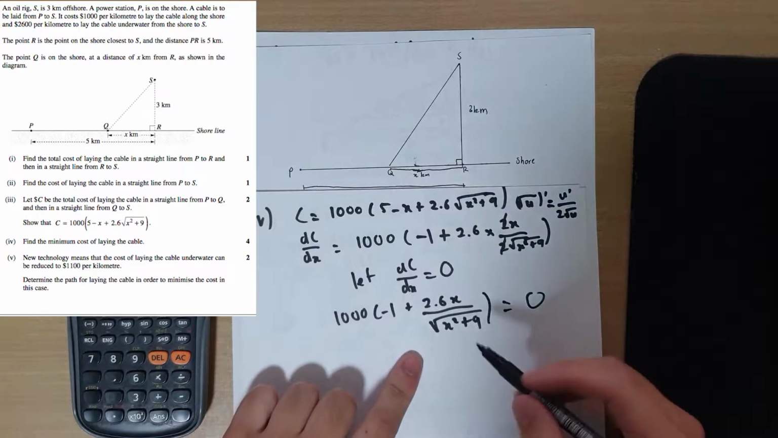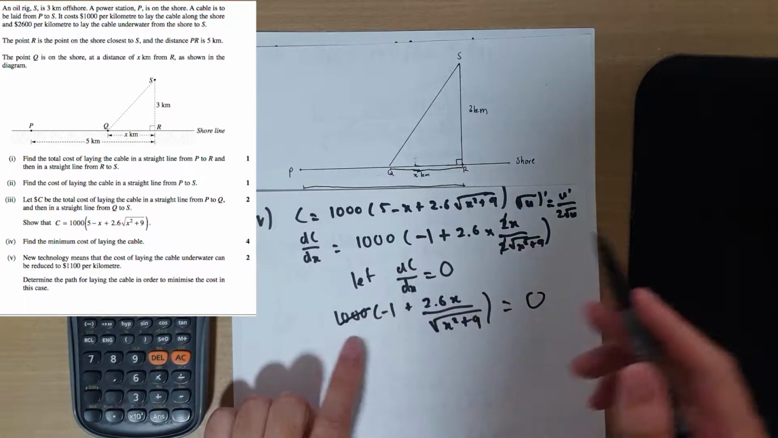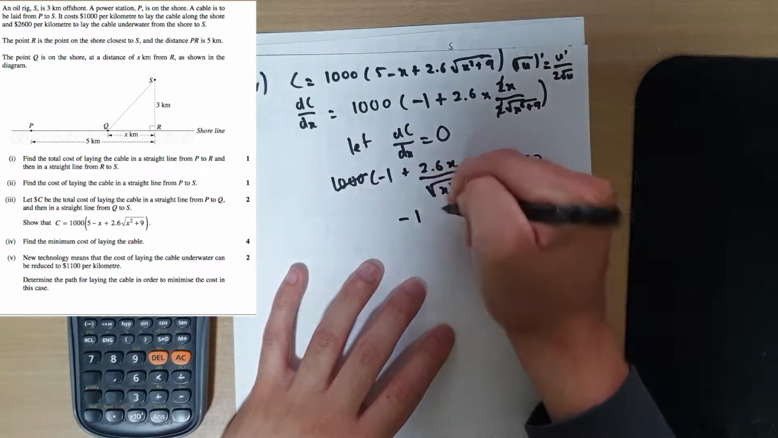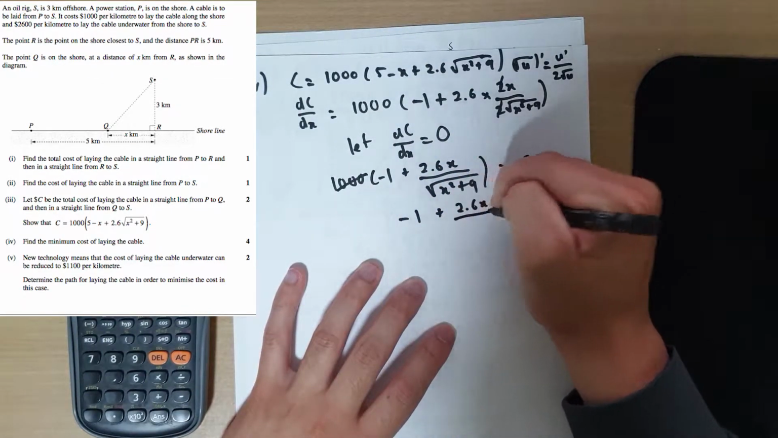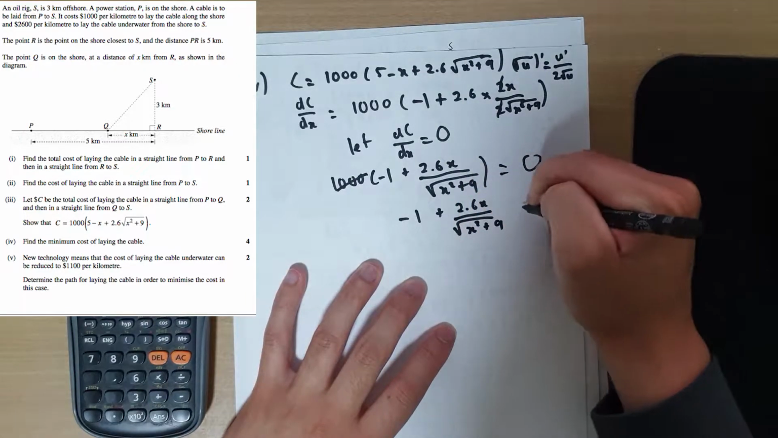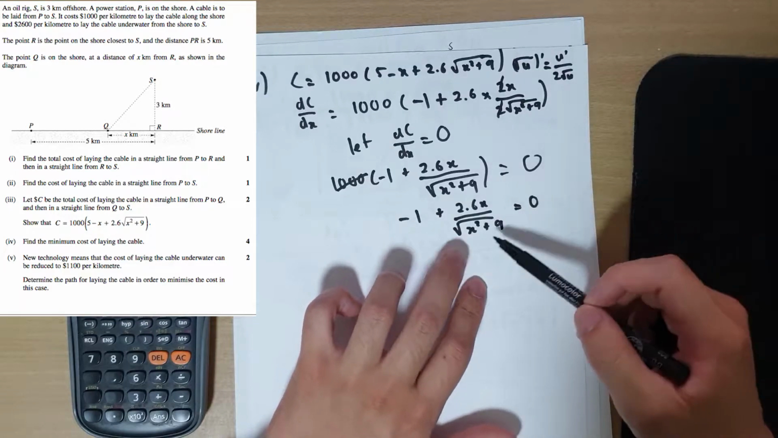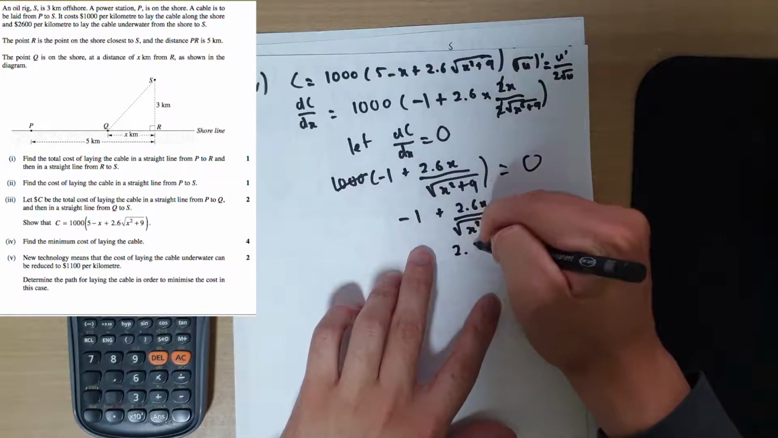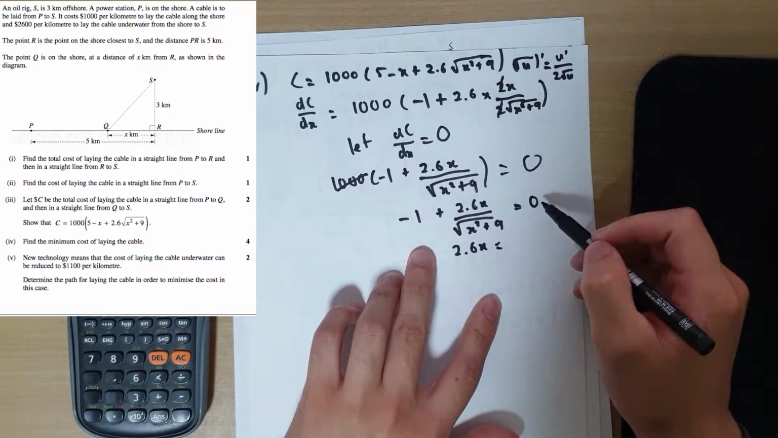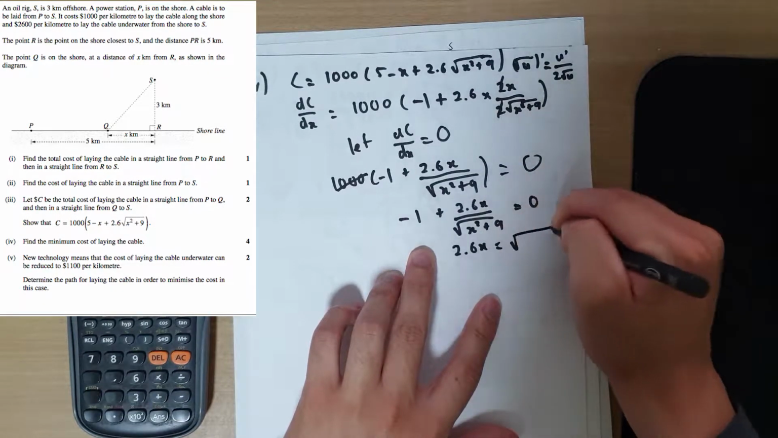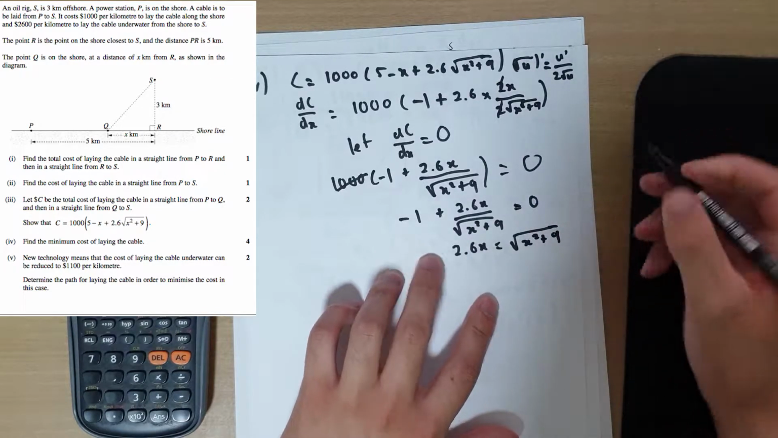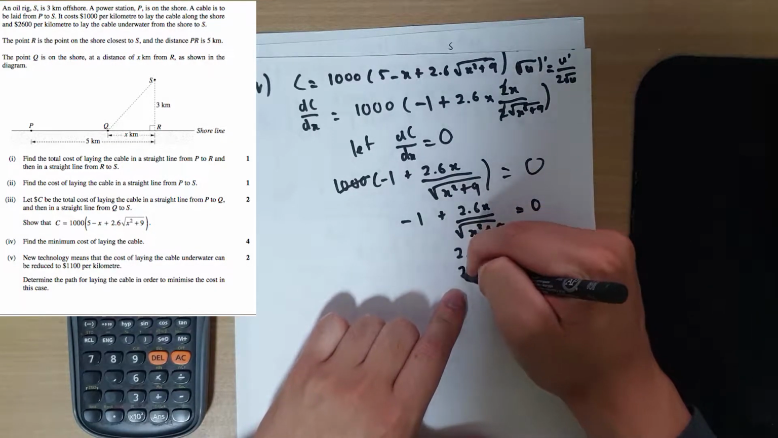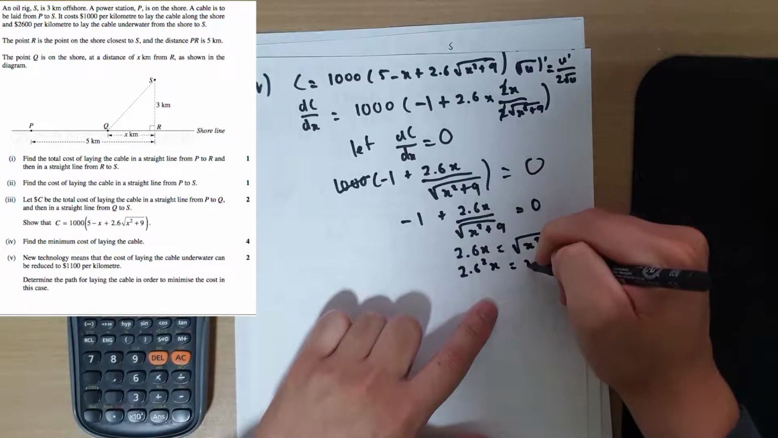Cool, so let's continue solving this equation. We've got a 1000 on the outside and a 0 on the other side, so we can just get rid of it. So minus 1 plus 2.6x over root x squared plus 9 equals 0. We keep solving for x. Let's throw the 1 over to the other side and multiply by root x squared plus 9, so 2.6x equals root x squared plus 9. We want to get rid of this square root because we can't work with it, so let's square both sides: 2.6 squared x squared equals x squared plus 9.